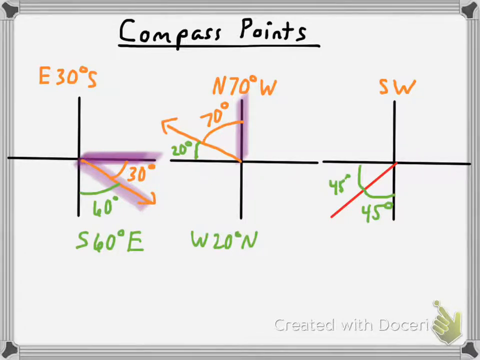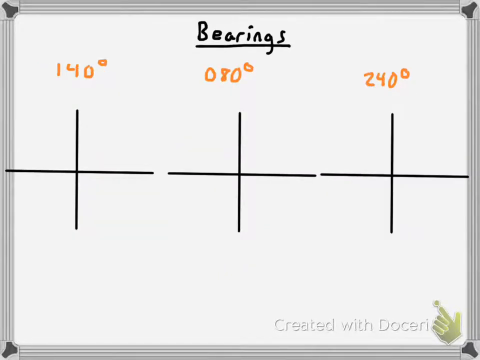Now, there's another way to describe direction other than the compass points, which work very well, and that's using bearings. More specifically, three-figure bearings. It's kind of like what planes use, by the way, whenever they're flying. It's a way of telling the direction that you're going in relation to north all the time.